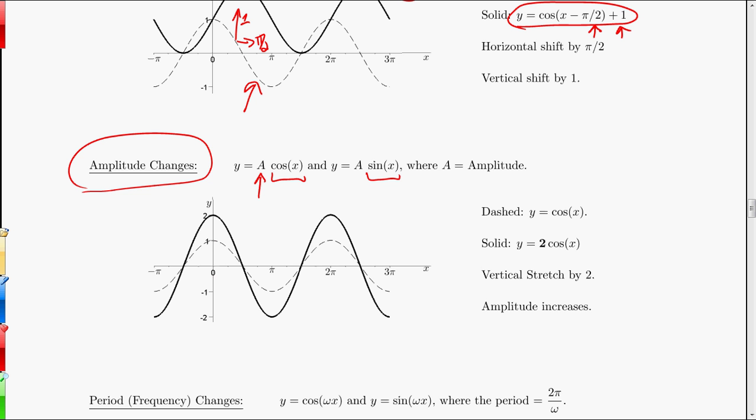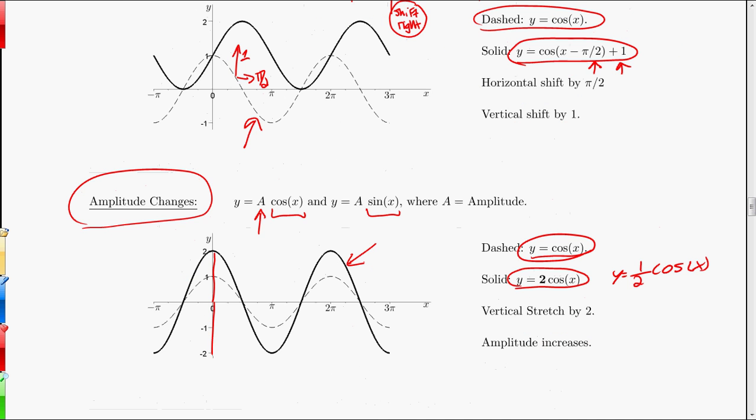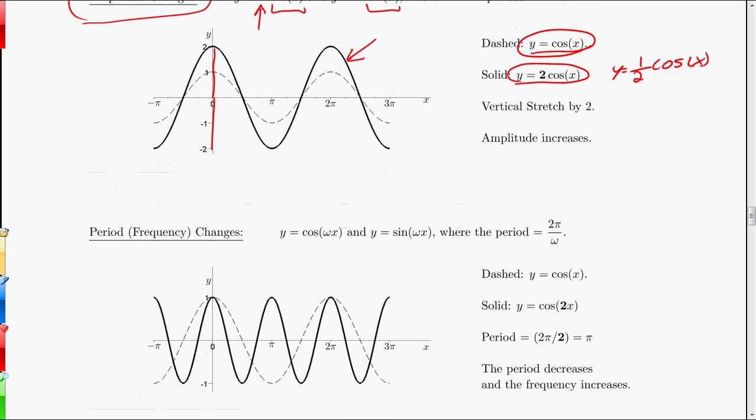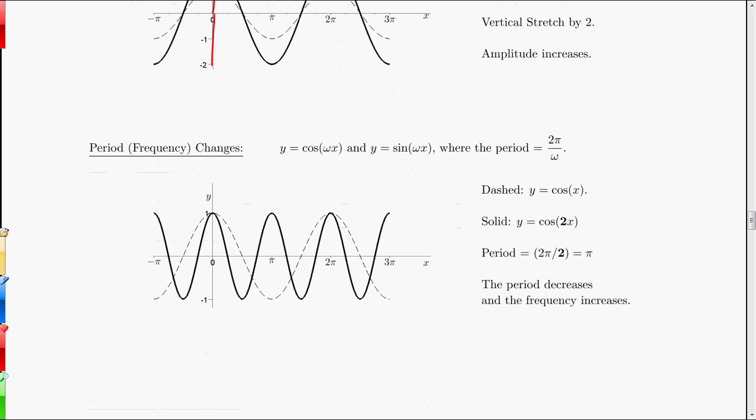The dashed curve was our cosine x. If we stick a 2 out in front of that, it makes our solid curve here, which goes up 2 and then down 2, so it increases the amplitude. And you can make it have a smaller amplitude, sort of squishing it down, by multiplying it by, say, 1/2. So y equals 1/2 cosine x would just squish it down. So translations are pretty easy, and amplitude changes are pretty easy. The one that occasionally trips people up is changes in period or frequency.